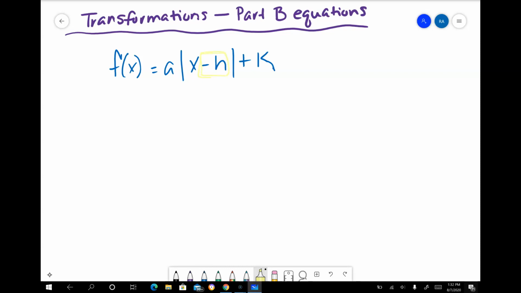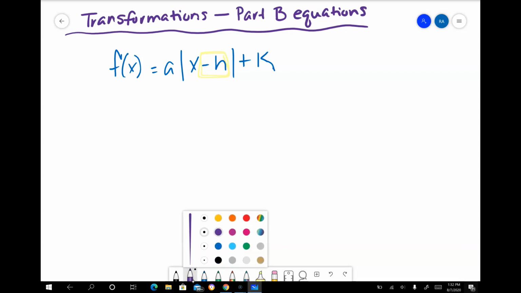I want to focus on this. That doesn't mean minus h. That means opposite h. Okay, so anything you plug in there, it's going to go opposite. So if you plug in a -3, x minus -3 gives you x plus 3. Okay, so when I read this, this is f of x equals a absolute value of x opposite h plus k.